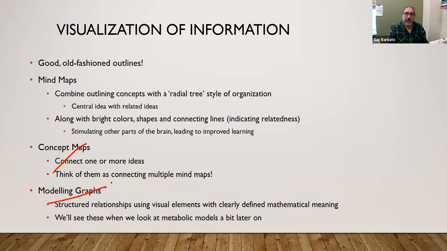And these are very, very specific types of interactions in which the structured relationships are defined by visual elements that are clearly defined. That is, they have mathematical meaning. And we'll look at those probably in a week or two. We'll look at some biochemical metabolic networks in which all the visual elements are very clearly defined and have meaning. And the minute that takes effect, the shape of the network, the shape of the picture, actually begins to take on some unique aspects and unique interpretations.